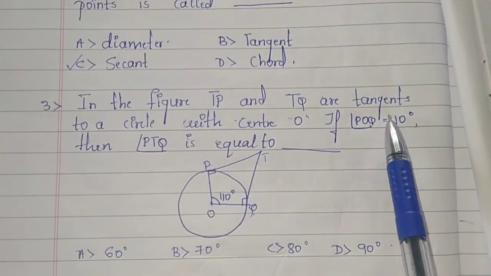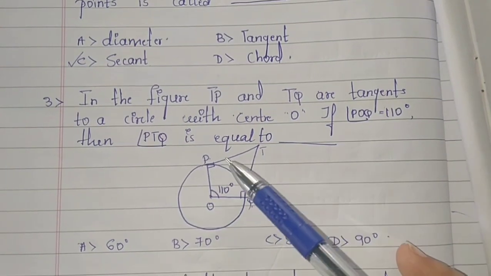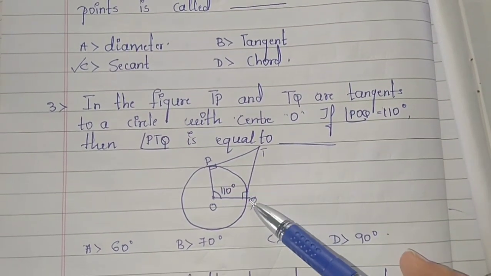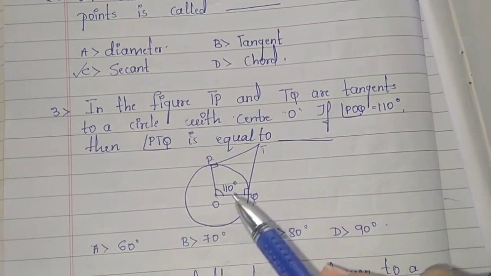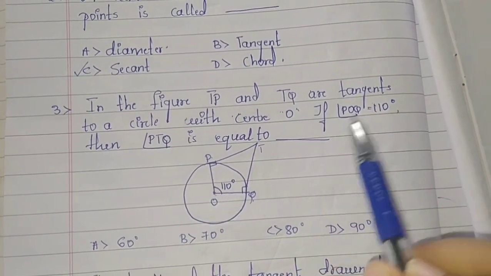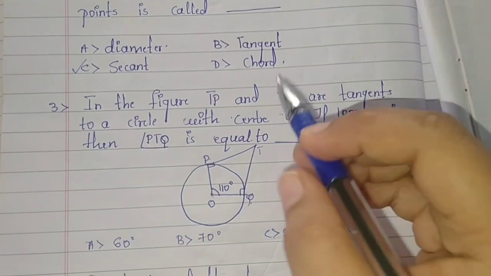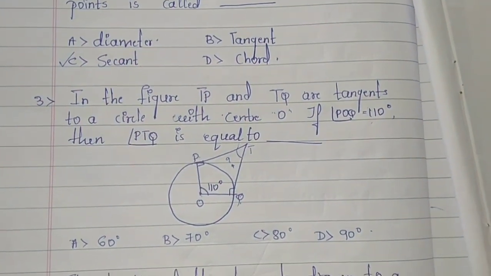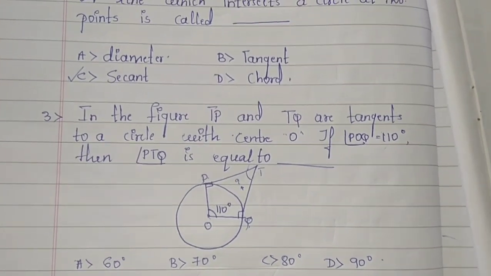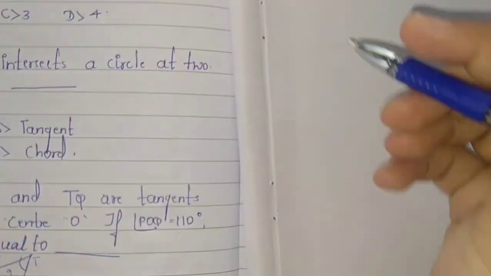Now we'll move on to the third question. In the figure, TP and TQ are tangents to a circle with center O. If angle POQ is 110 degrees, then you have to find the angle PTQ. Now we'll see the solution.